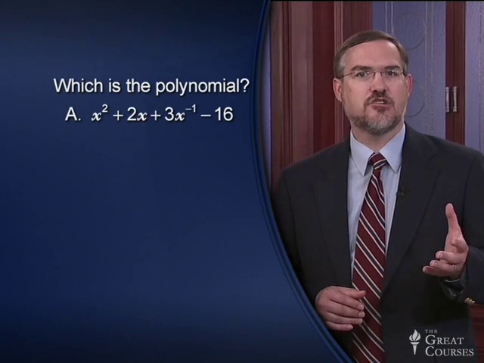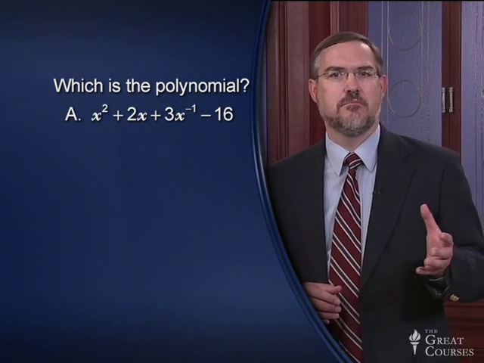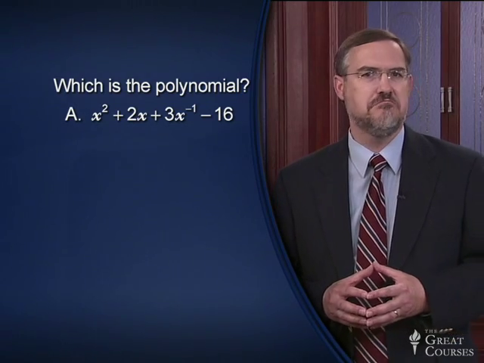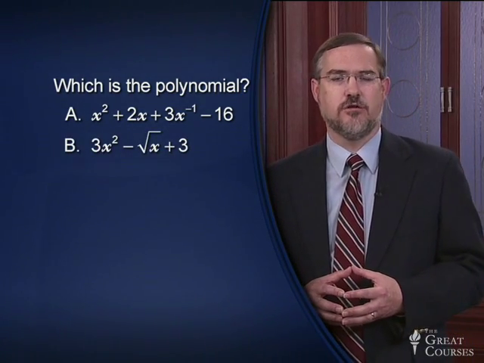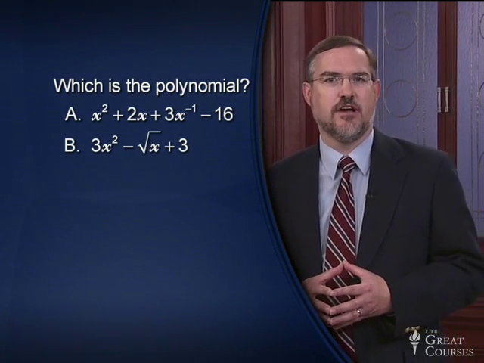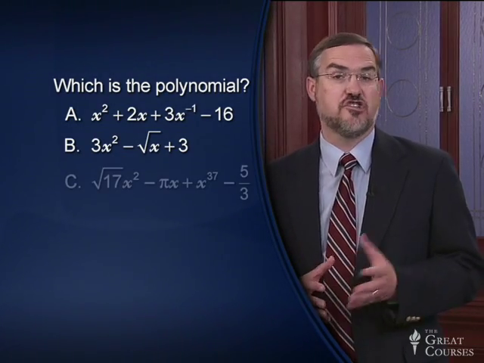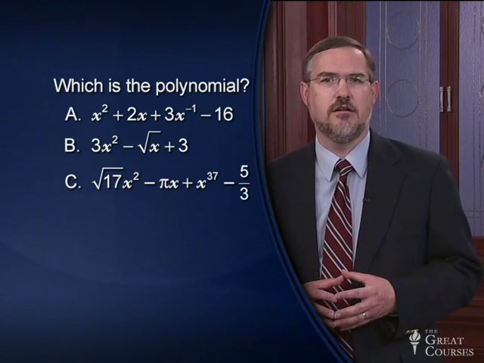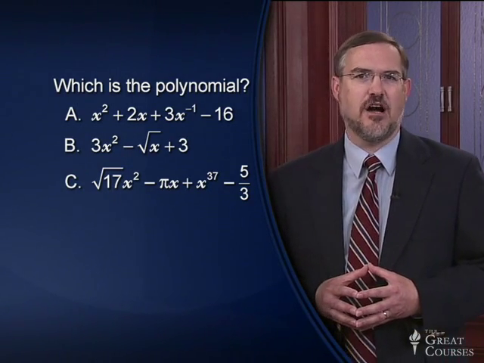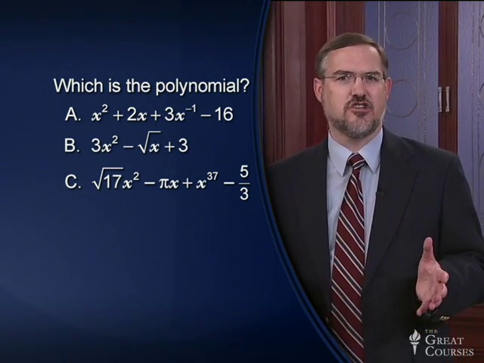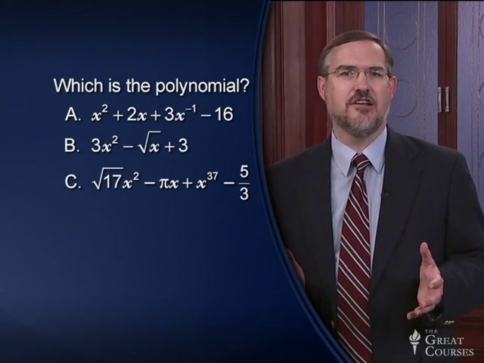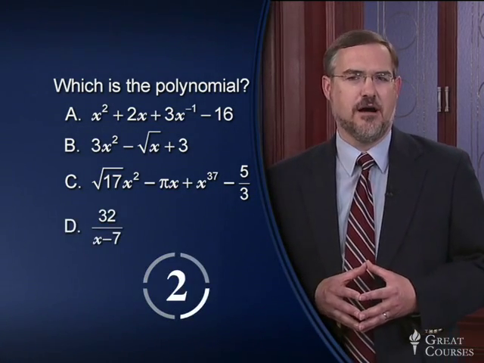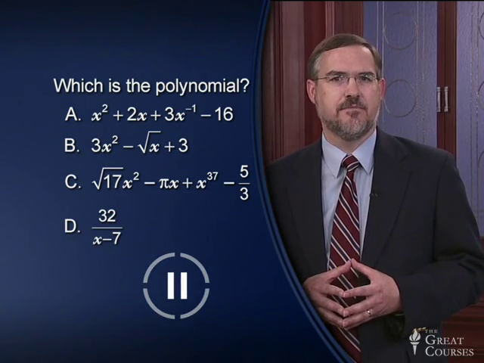A, x squared plus 2x plus 3x to the negative 1 power minus 16, or B, 3x squared minus the square root of x plus 3, or C, square root of 17 times x squared minus pi times x plus x to the 37th power minus 5/3, or D, 32 divided by x minus 7.